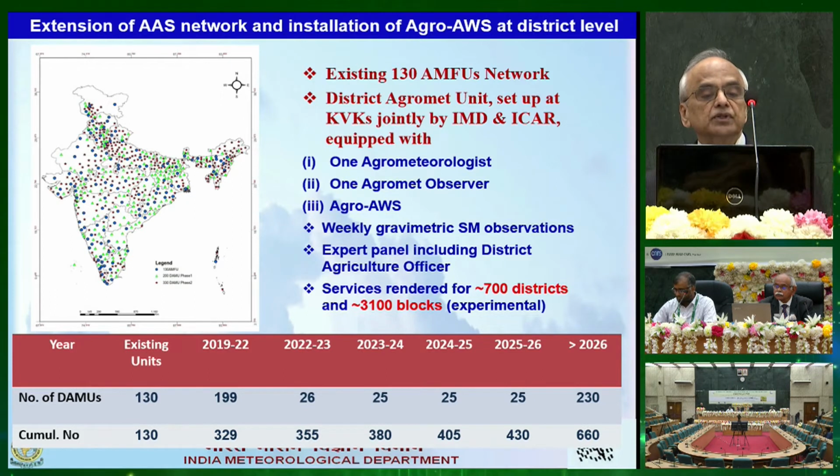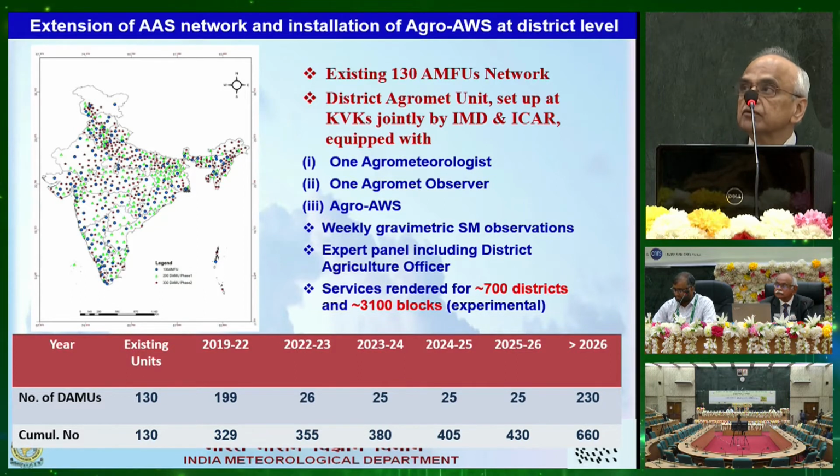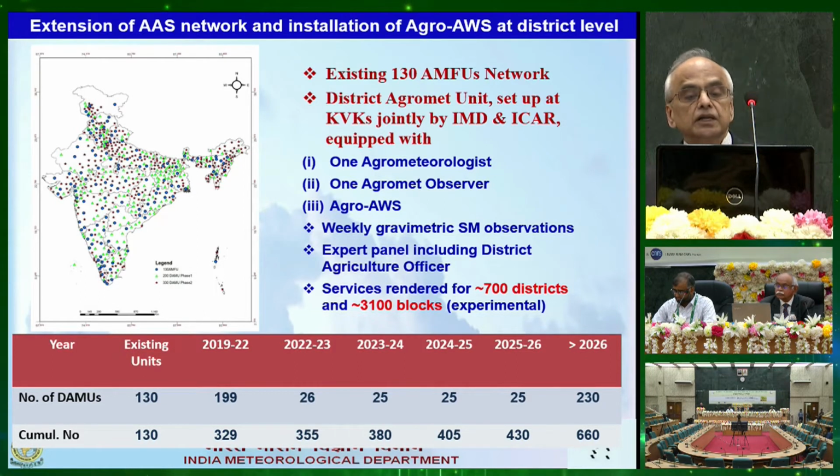So the extension of the Agriculture Advisory Service network and installation of Agriculture Advisory Service at the district level: you could see here all over India there are 130 agro-meteorological field units in the network, and in the districts also a lot of information is taken. In the districts, what is important to see is that there is one agro-meteorologist, one agromet observer, and then one person who takes care of the advisory services.